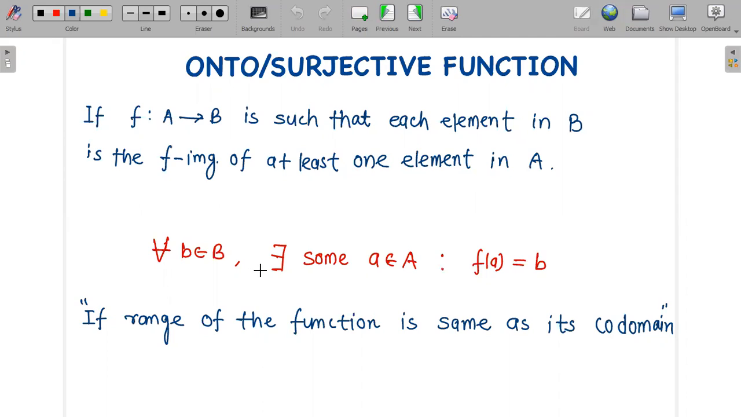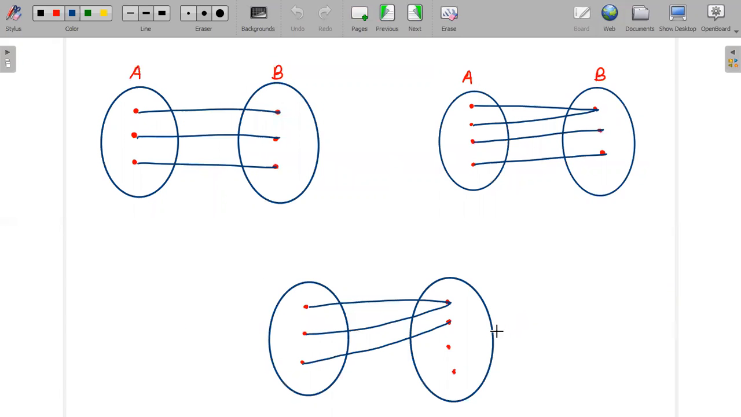And if we look from set B, then none of the elements will remain empty, not participating in the function. Basically, if you don't like this definition, you don't have to worry, because there is another way we can define an onto function, though the meaning of both definitions remains the same, because our concern is that there shouldn't be any element left whose pre-image does not exist.